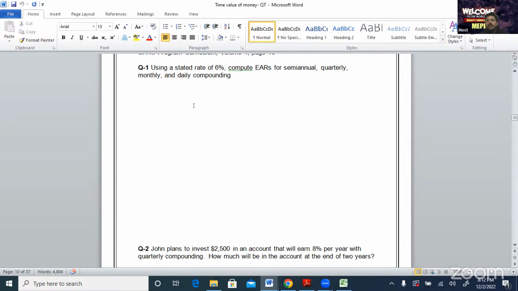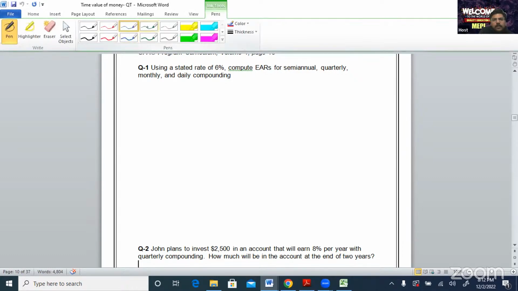Okay, so let me do it. We know how we can calculate it, simply using the effective return. What is my effective annual return? That is basically 1 plus the nominal return divided by the number of compounding periods in a year, raised to the number of compounding periods, minus 1. In this manner I can calculate.